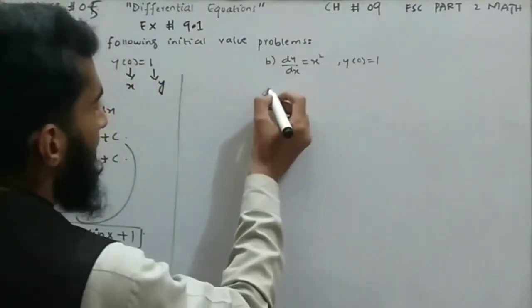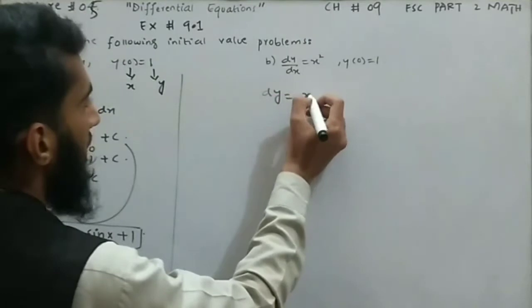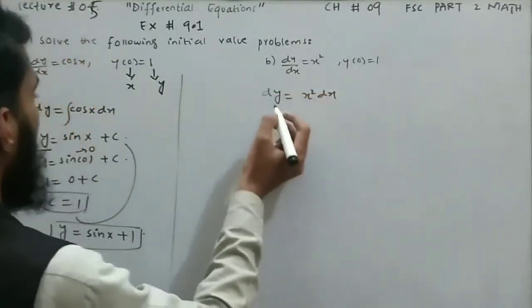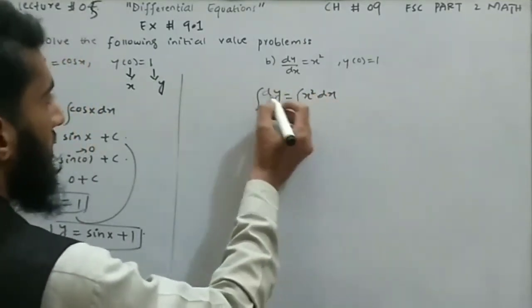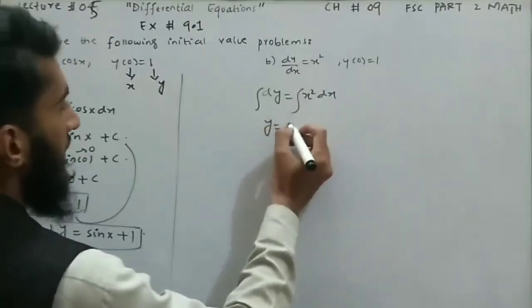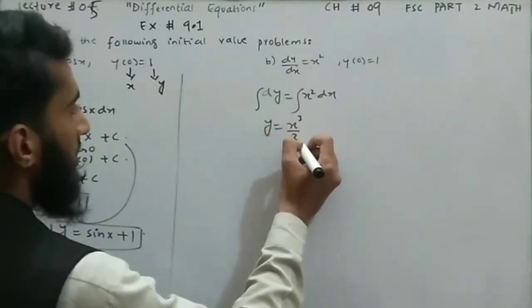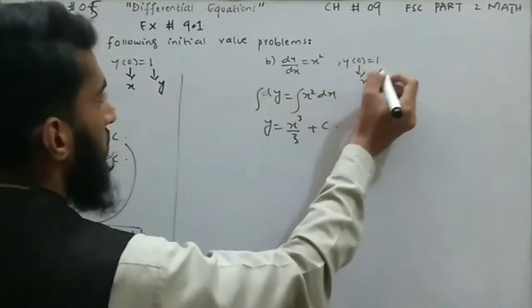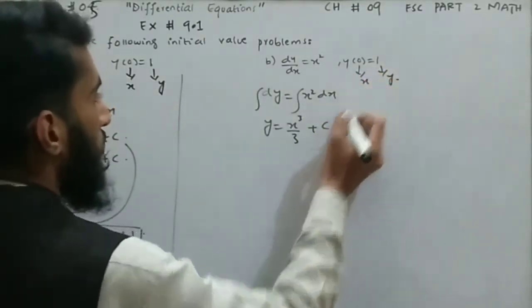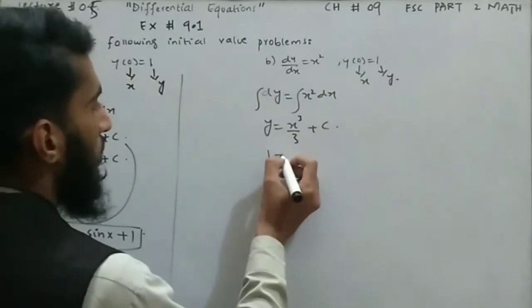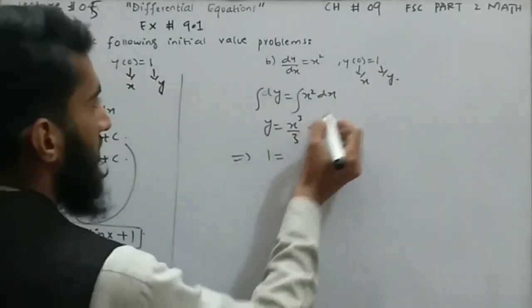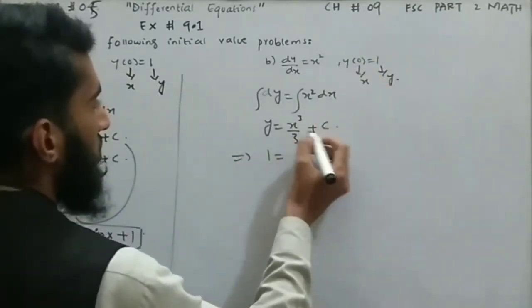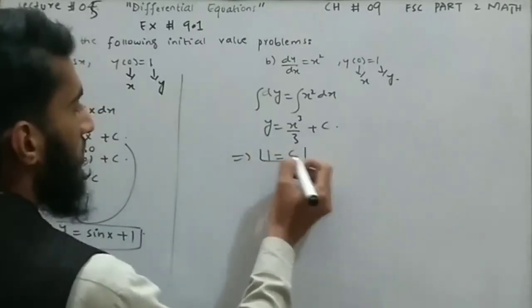Shift dx to the right hand side, so it becomes dy is equal to x square into dx. Now integrate it. The integral of dy is y and the integral of x square is x power 3 divided by 3 plus the constant of integration. Now the value of x is 0 and the value of y is 1. So putting y as 1, it becomes 1 is equal to x cube by 3, x is 0, so this whole term will be 0, so we are left with just c. So my c is 1.